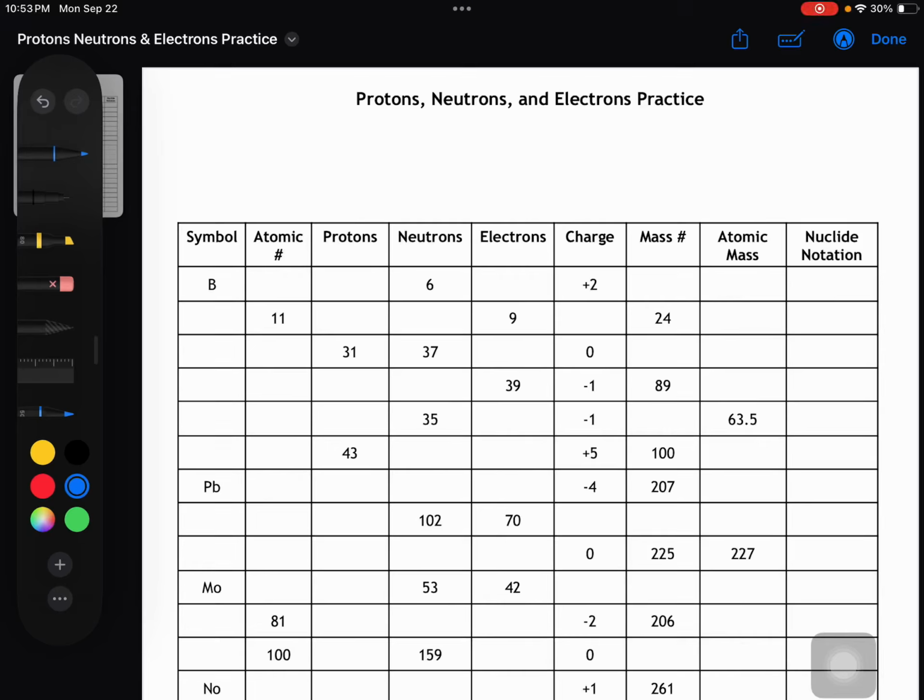Hello, here's a quick introduction or review on how to find the number of protons, neutrons, and electrons. So here we have our practice handout. You do need a periodic table to go along with this.